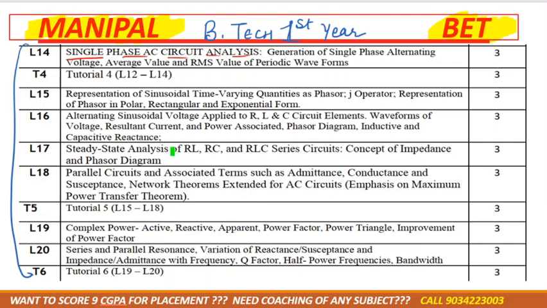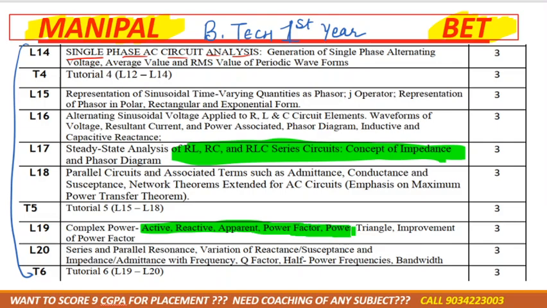In the last lecture we studied the RL, RC, RLC series circuits and the concept of impedance. We also covered active power, reactive power, apparent power, power factor, and the power triangle. Now in today's lecture we'll cover resonance, quality factor, half power frequency, and bandwidth. You need to learn only the formulas, and with them you'll get all the questions solved.